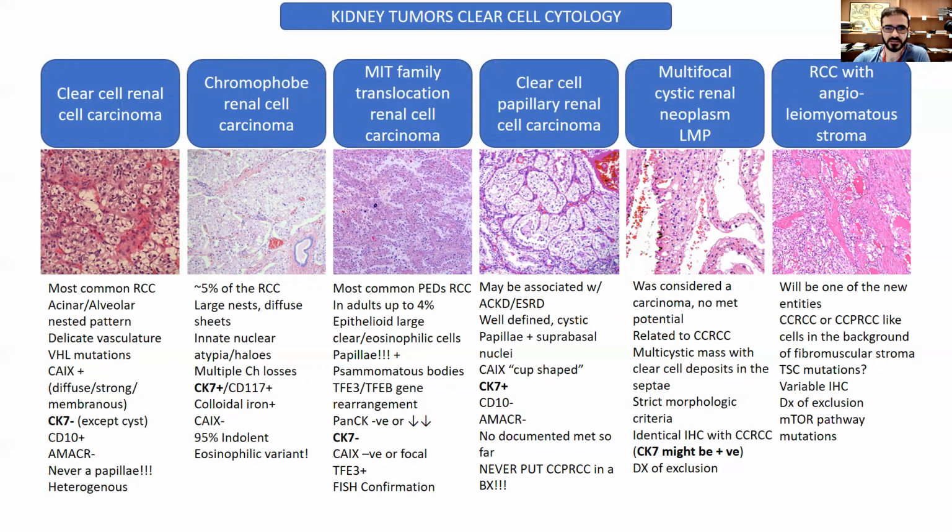There are other tumors that are not listed here that may show partial or predominant clear cell cytology, such as epithelial angiomyolipoma or papillary renal cell carcinoma with clear cell cytology. And to be honest, you will be trying to find the first 4 on the left side when you encounter a kidney tumor of clear cell cytology. So, these are clear cell renal cell carcinoma, chromophobe renal cell carcinoma, MiT family translocation renal cell carcinoma, and clear cell tubulopapillary or papillary renal cell carcinoma.